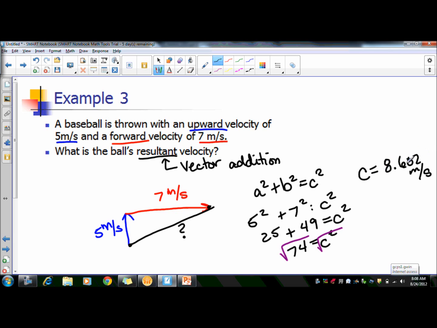Again, you want to make sure not to overround. So my rule of thumb is 3 non-zero. 1, 2, 3. That's a 0. 1, 2, 3. 3 non-zero numbers.